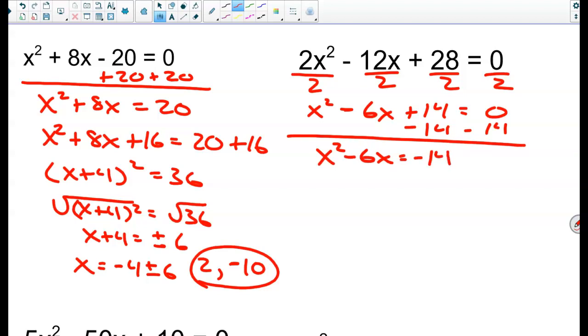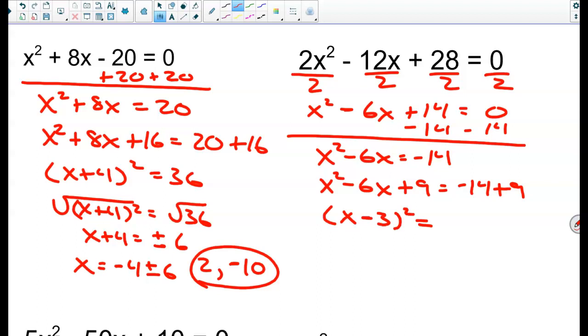We do half of negative 6 and we square it. Half of negative 6 is negative 3. Negative 3 squared is 9. So we add 9 to both sides. We're going to factor what's left. In this case, it's x minus 3 squared. So essentially, half the middle term, and we keep its sign. In this case, it's negative 3. Equals negative 5.